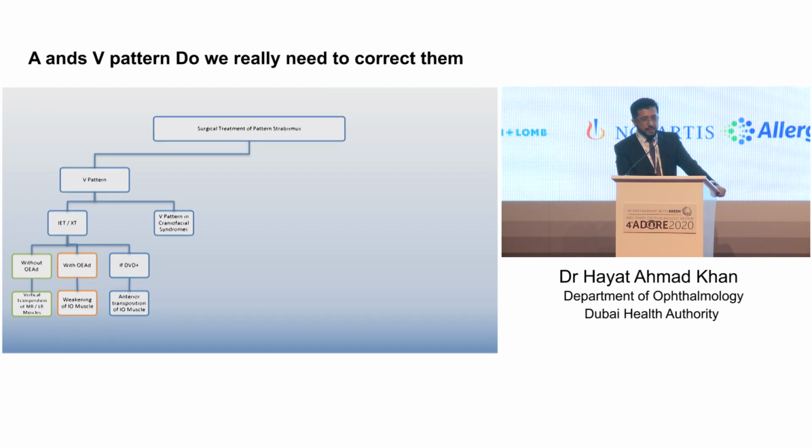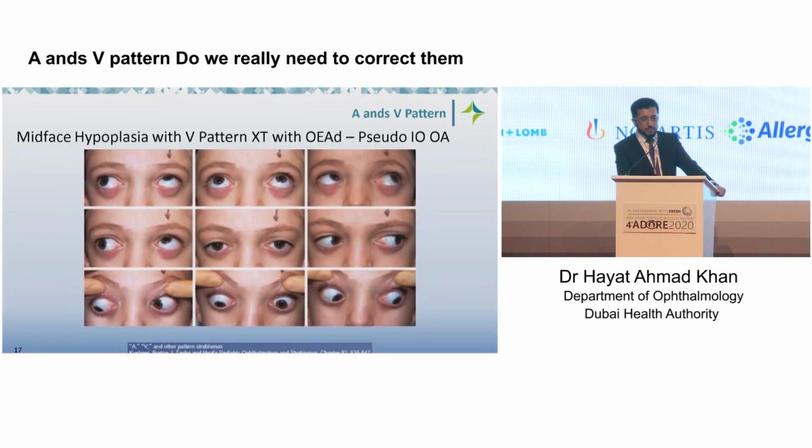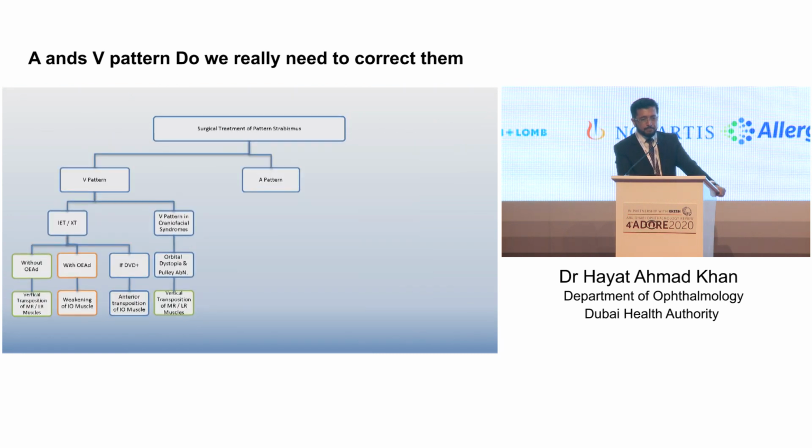Now, going on to the craniofacial syndromes like Crouzon's syndrome, there is actually a pulley abnormality rather than an oblique dysfunction, and again, offsetting of the horizontal muscles will be the procedure of choice. Here you see a case of Crouzon syndrome, and as you can see, it looks like inferior oblique overaction, but it's actually a pulley abnormality which is causing this.